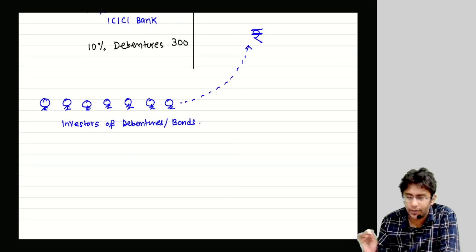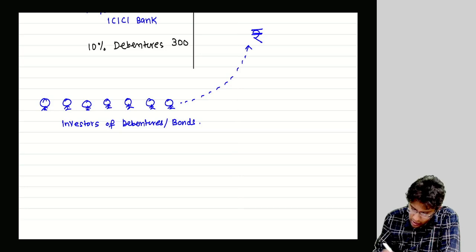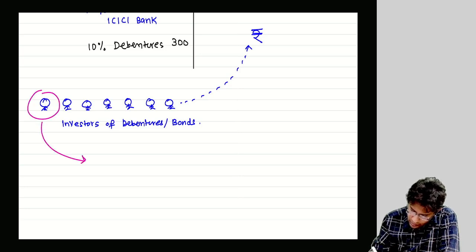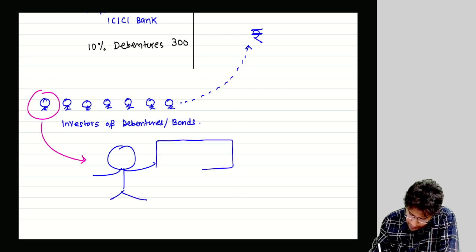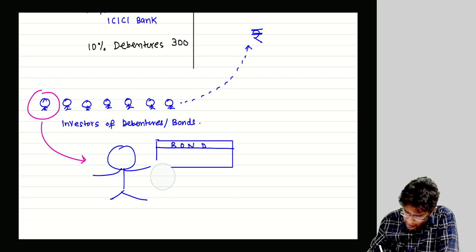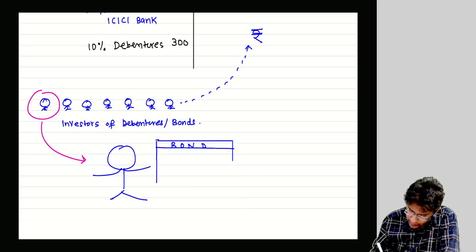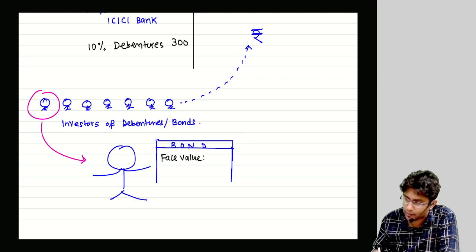Now, the company raised money. If you take one fellow and zoom in, he holds a bond or debenture, and in this debenture what will be written is they will identify something called the face value or par value of the bond.